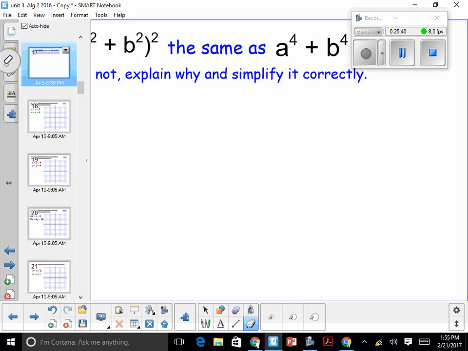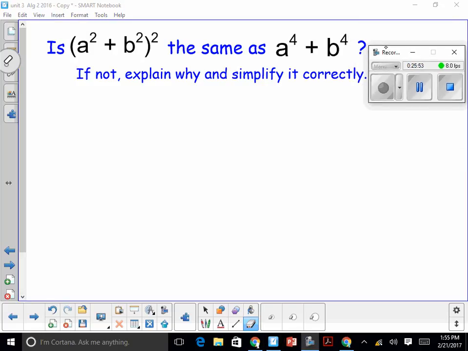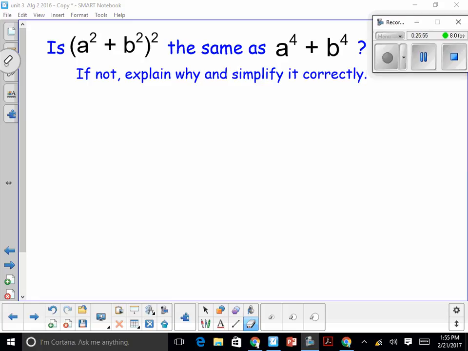All right, so here we go. This question will be on there. This is such a weird thing that they put this high-level question on there. Let's see. Does anyone know if a squared plus b squared raised to the second power is the same thing as a to the fourth plus b to the fourth? Anybody know? Yeah, thumbs up.